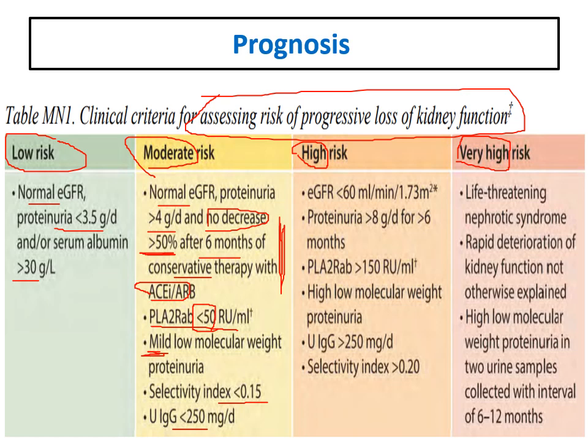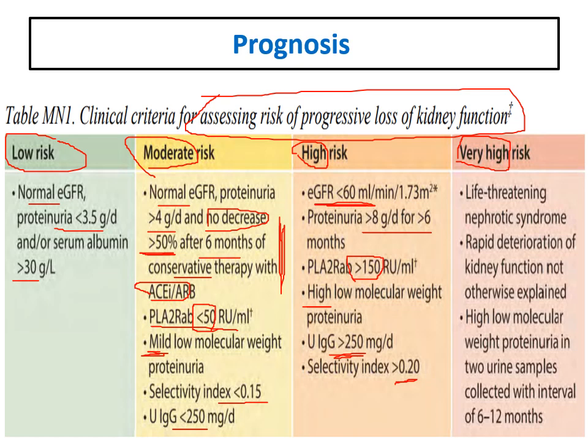For high risk patients, here the GFR begins to decrease, less than 60, proteinuria more than 8 gram for more than 6 months, phospholipase A2 receptor assay more than 150, high low molecular weight proteinuria, selectivity index more than 0.2, and urinary immunoglobulin G more than 250.